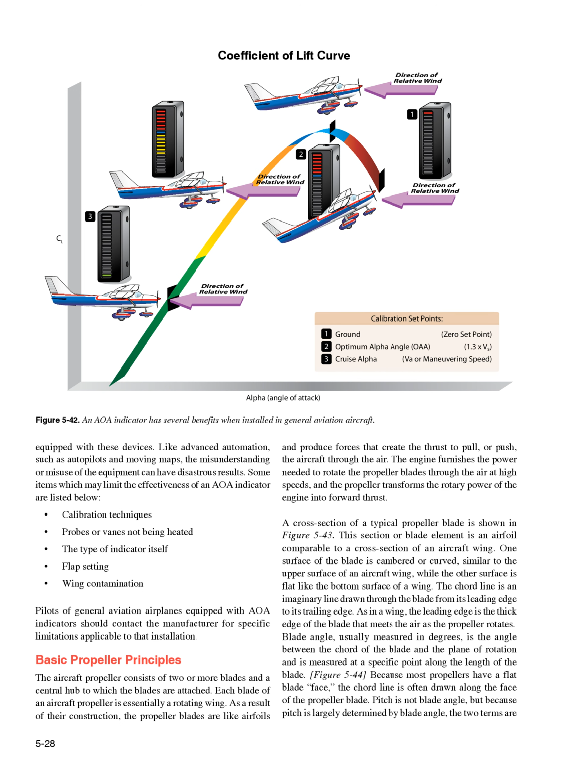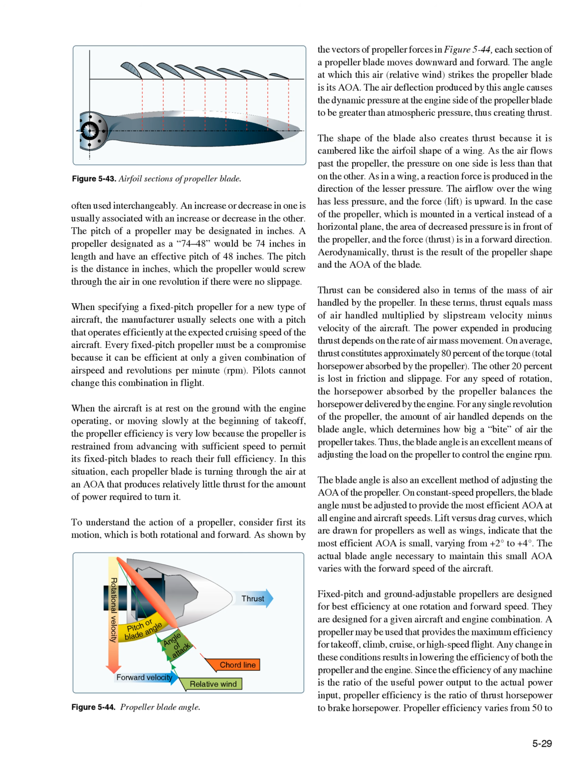Figure 5-44. Because most propellers have a flat blade face, the chord line is often drawn along the face of the propeller blade. Pitch is not blade angle, but because pitch is largely determined by blade angle, the two terms are often used interchangeably. An increase or decrease in one is usually associated with an increase or decrease in the other. The pitch of a propeller may be designated in inches. A propeller designated as a 74-48 would be 74 inches in length and have an effective pitch of 48 inches.